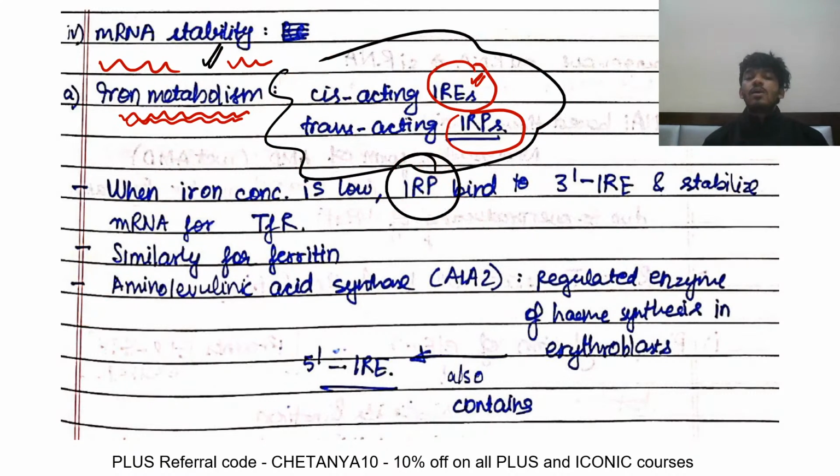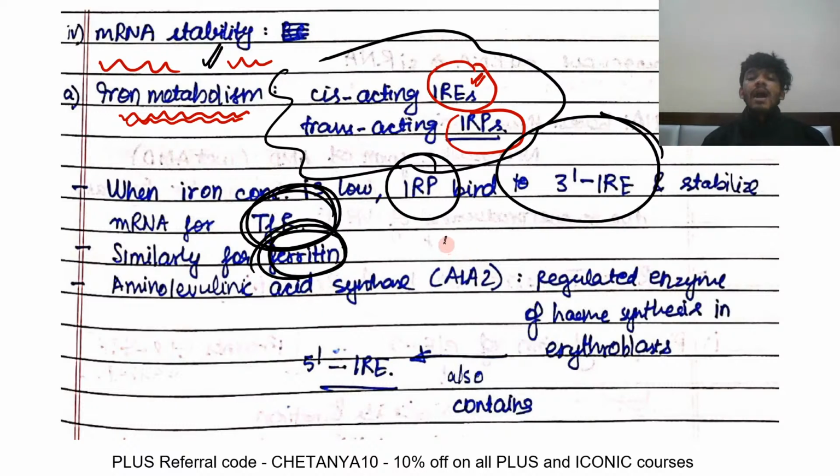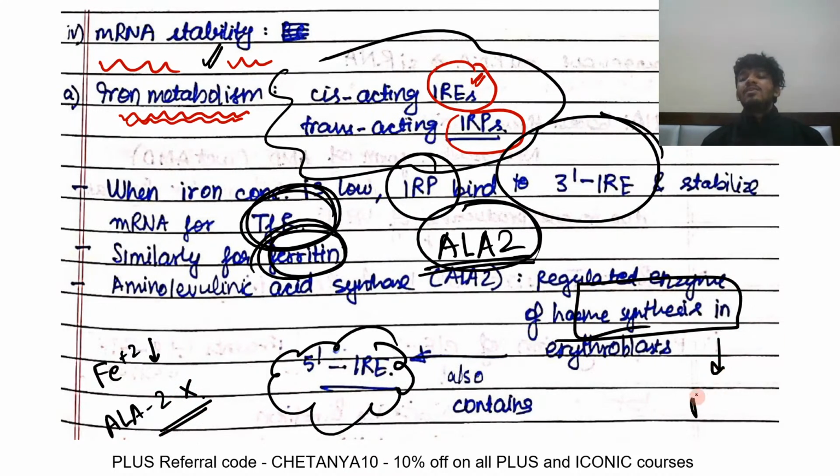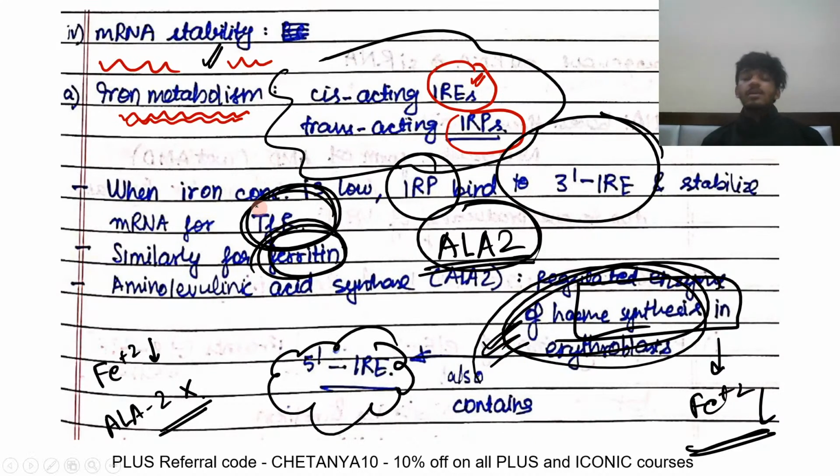So when iron concentration is low, IRPs will bind to the 3' iron response elements and stabilize transferrin. Similarly, opposite for ferritin. And aminolevulinic acid synthase 2, the regulated enzyme of heme synthesis, also has a 5' IRE, which means that if iron levels are low, ALAS2 will not be translated, which means that you will reduce the heme synthesis. Why? Because iron levels are low in the body. You are not using it for heme synthesis.